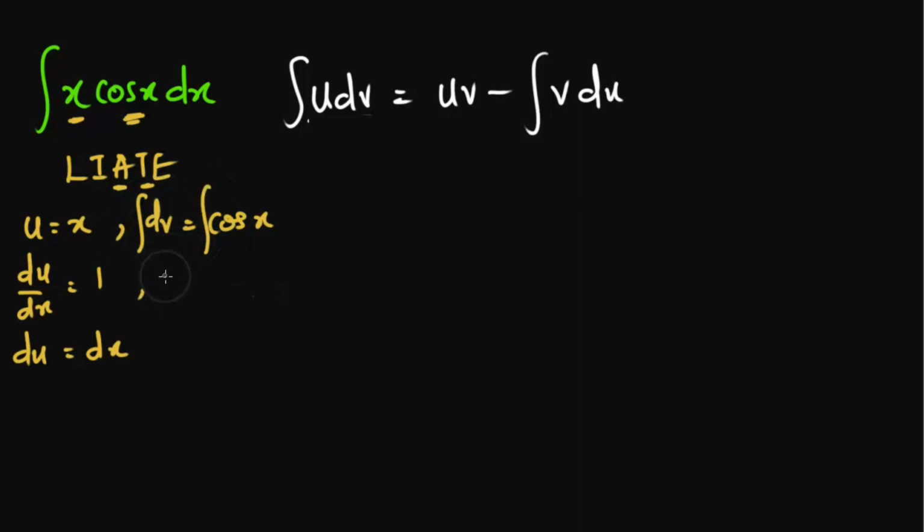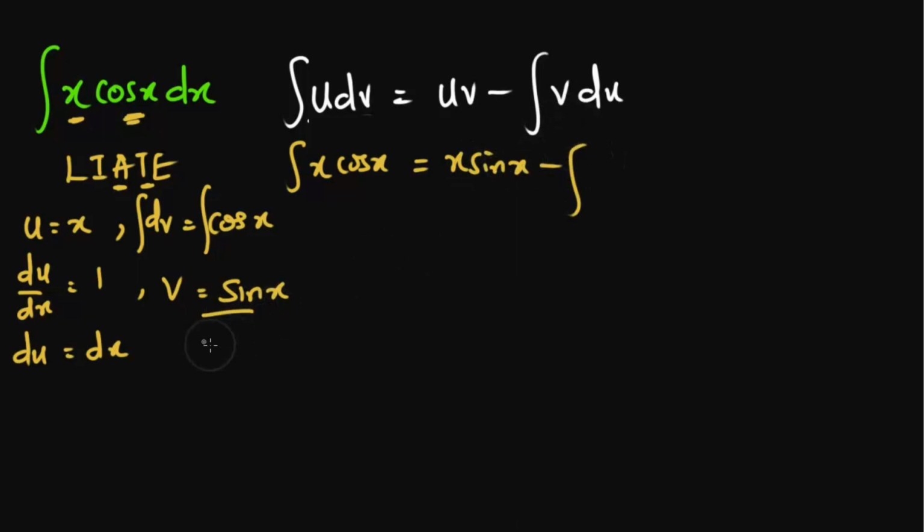Okay, when I integrate dv, what do I have? I have v. Okay, and then v is equal to, when you integrate cos x, what do you have? You have sine x. Alright, now at this point we come back here and we say the integral of u dv is the integral of x cos x, right? And that is equal to, what is u? u is equal to x. What is v? Sine x, right?